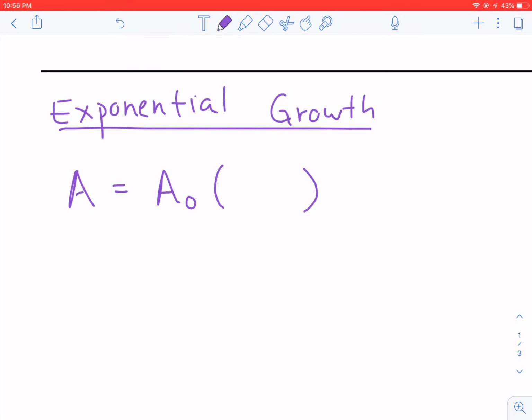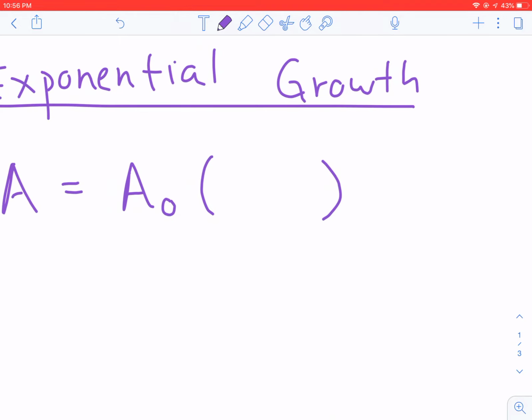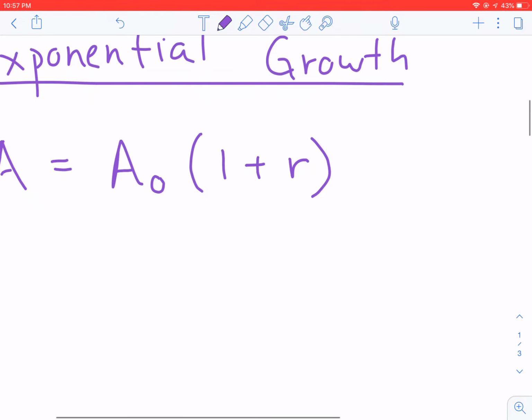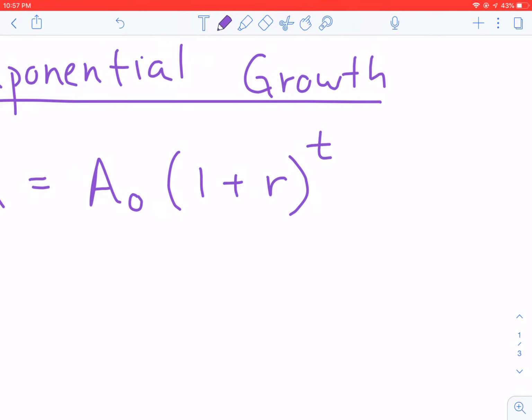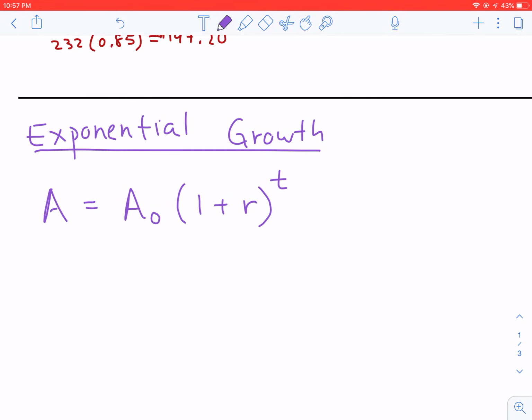well, if we were growing at, I don't know, like 20%, we'd multiply by 1.2, or 1 plus 0.2. If we're growing by 5% each time, we'd multiply by 1 plus 0.05, etc. So what we're really doing is we're just adding our rate of growth onto 1. And after however many years, that's to the t power.